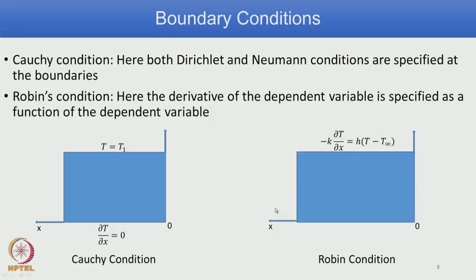There is also another type, what is known as a Robbins condition, where the derivative of the dependent variable is itself specified as a boundary condition. So, in this case, for example, dou T by dou x is given as T minus T infinity with some coefficients. So, this is what is known as a Robbins boundary condition. So, whenever you are going for a solution, you need to identify what kind of boundary condition you want to impose, whether it is a derivative boundary condition or a specific value of the boundary condition.